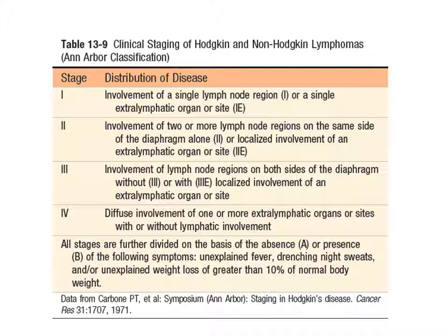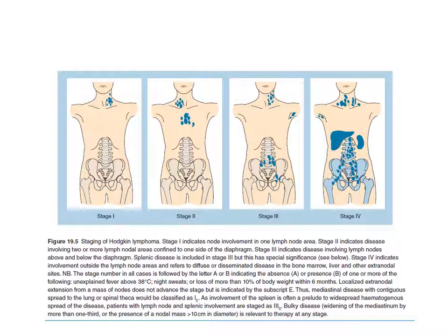This is the clinical staging of Hodgkin and non-Hodgkin lymphomas, known as the Ann Arbor classification. Before, the treatment was too much dependent on this staging. Now this picture is just to explain what stage 1 and stage 2 are. You can see this picture carefully and understand in a better way. This is just to make it easier for you. What does this mean?